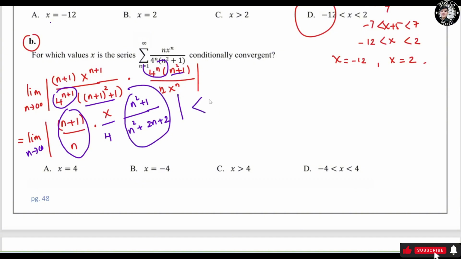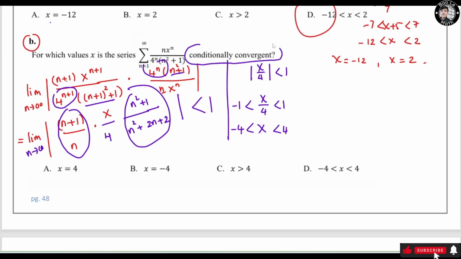So we need this one less than 1 by the ratio test. So we have the absolute value of s over 4 less than 1, so it's going to be s over 4 less than 1 and greater than negative 1. So it's going to be s less than 4 and greater than negative 4. This is absolutely convergent, but the question asks us to find the conditionally convergent values, so we need to check the endpoints.